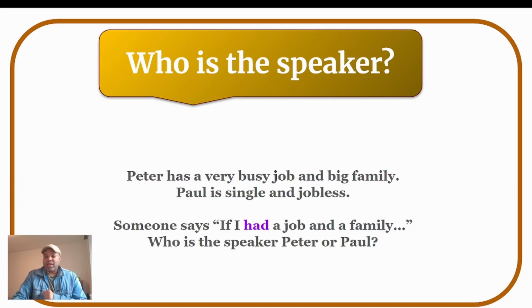Let's look at Peter and Paul again. Peter has a very busy job and a big family. Paul is single and jobless. Someone says, if I had a job and a family, who is the speaker, Peter or Paul? Because the speaker uses past simple, if I had a job, then we know that having a job and a family is not possible for the speaker. So the question is, who is that? Is it Peter or Paul?